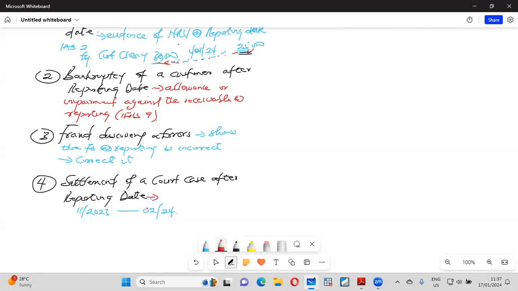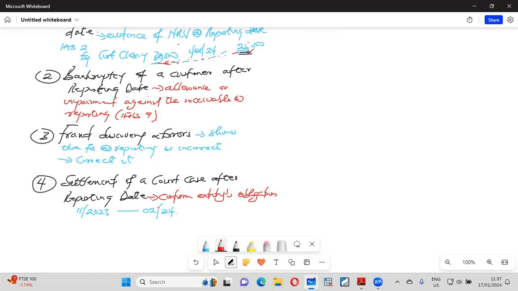So what that settlement is going to do is to confirm your present obligation. So when it confirms the entity's obligation, then what you have to do now is make a provision. All right, so that is that. So please take note of that.